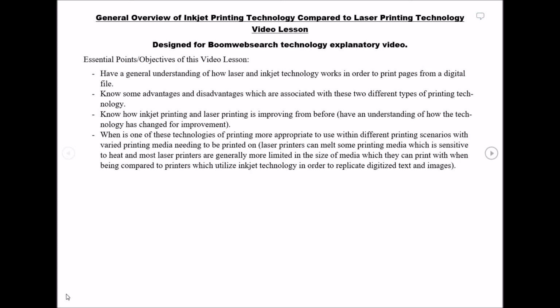Have you ever wondered how laser printing and inkjet printing work in order to replicate digital files? Have you wanted to know some advantages or disadvantages associated with each of these types of printing technologies? Or maybe you wanted to know how inkjet printing and laser printing have improved compared to before.